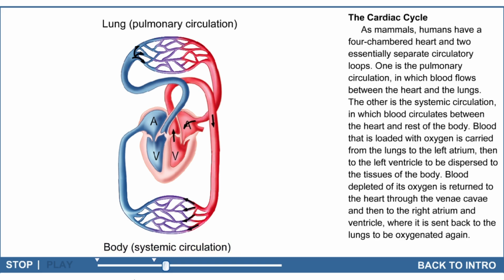Blood that is loaded with oxygen is carried from the lungs to the left atrium, then to the left ventricle to be dispersed to the tissues of the body. Blood depleted of its oxygen is returned to the heart through the vena cava and then to the right atrium and ventricle, where it's sent back to the lungs to be oxygenated again.